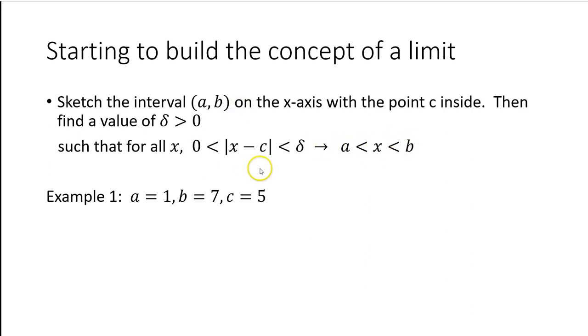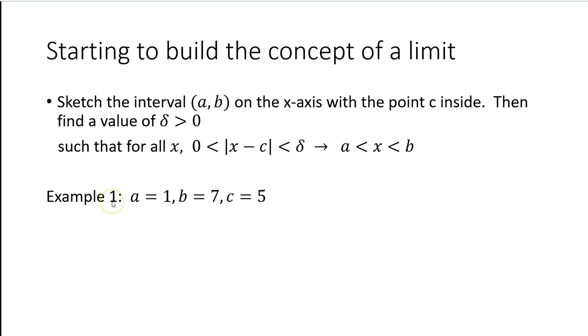All that says is if we find a delta, there should exist a delta such that the absolute value of x minus c, this means the distance between x and c, is less than delta. However, this distance is also positive because we're dealing with an absolute value. If we can find this delta, then that guarantees that x falls between a and b.